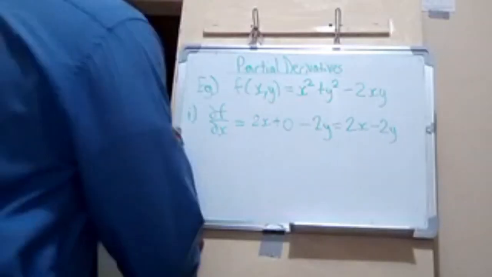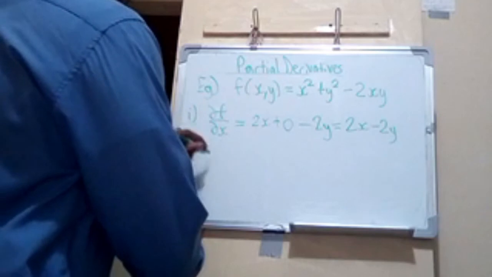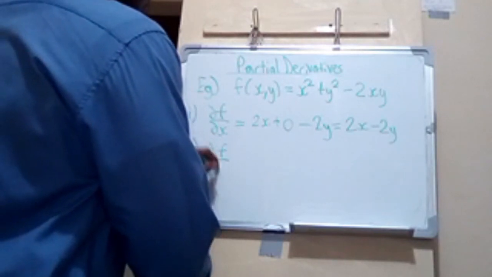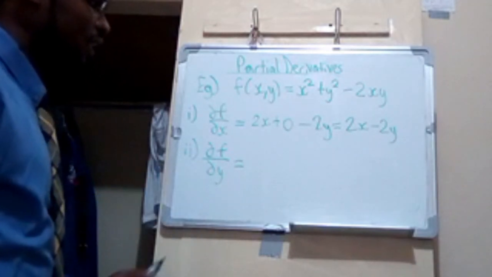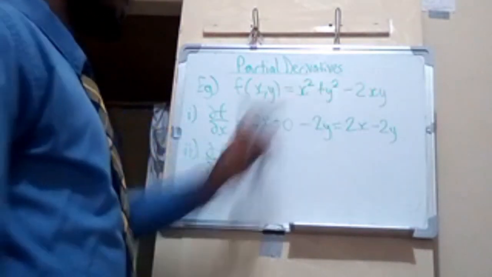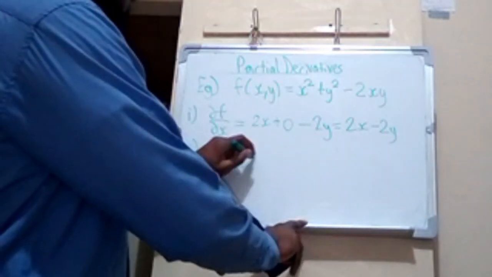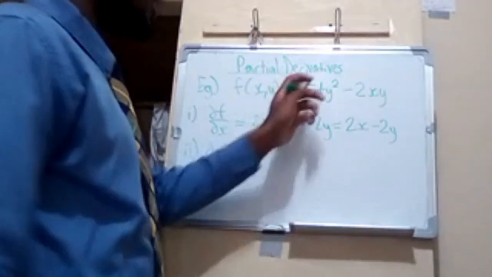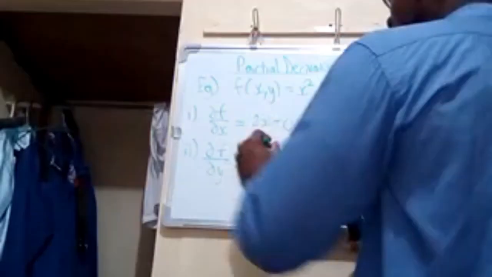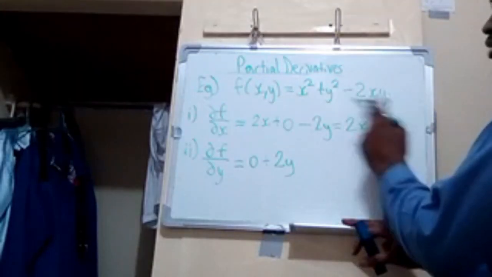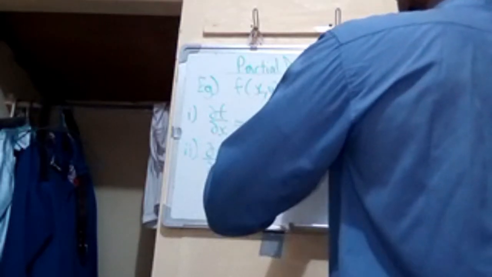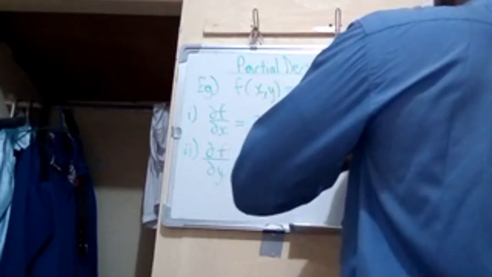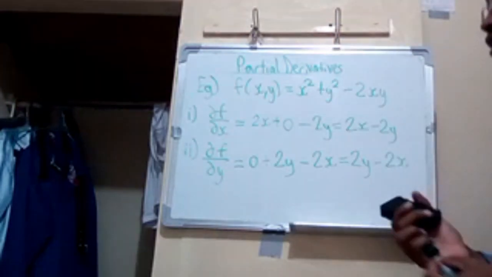And then now, part 2, we can find ∂f/∂y. We differentiate the function with respect to y. Differentiating x squared we get 0, because x squared is now a constant. Differentiating y squared we get 2y. Differentiating minus 2xy, x is a constant, so we get minus 2x. So this works out to be 2y minus 2x. So that's ∂f/∂y.